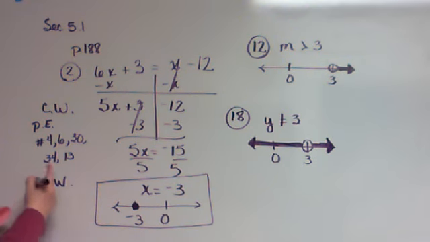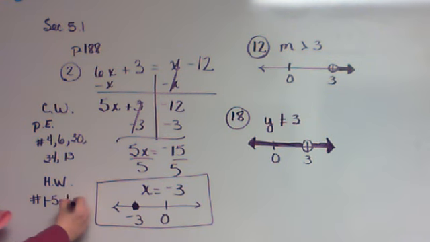And then the homework, same page. Numbers 1 through 5 odd, and 25 through 31 odd. That's it. Very few. Life is simple.